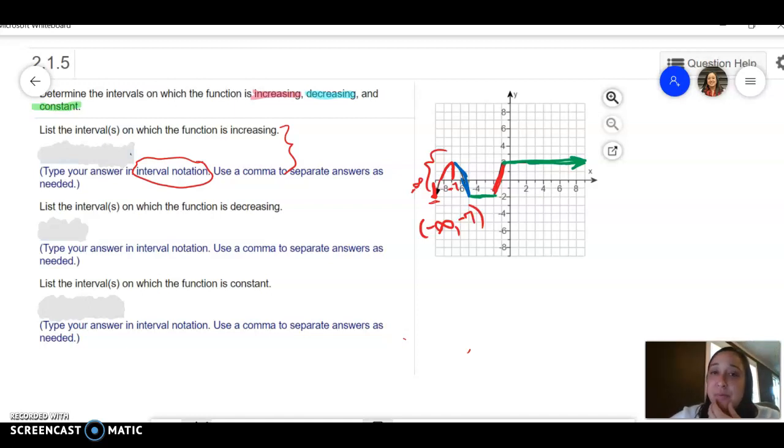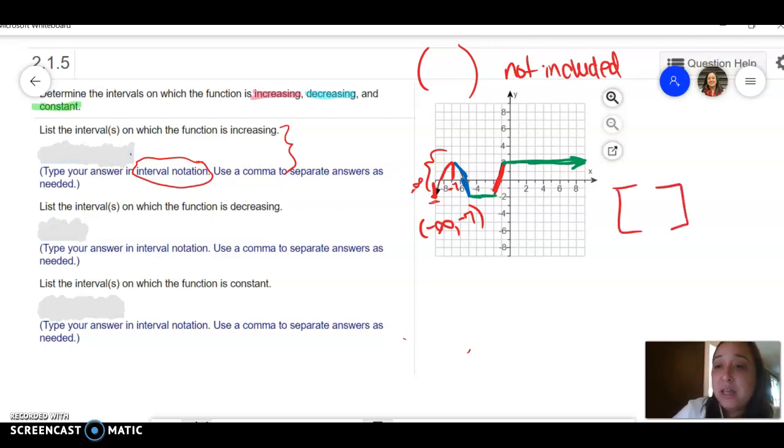Now, let's think about parentheses and brackets, because sometimes you have brackets depending on what's going on, and sometimes you have parentheses. Parentheses mean that the endpoints are not included in the answer. When you have brackets, the endpoints are included in the answer. Well, look at -7. I'm saying that -7 is not included in the answer. In other words, at -7, I'm saying that function is not increasing. -7 is at that maximum point up there at the top.